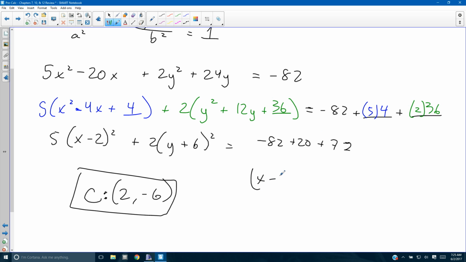Let's figure that out. That'd be x minus 2 quantity squared over 2. 5 over 10 is 1/2. Plus y plus 6 quantity squared over 5. That's 2 over 10, which is 1/5, equals 1. The center's at 2, negative 6. Major axis derivation, minor axis derivation.